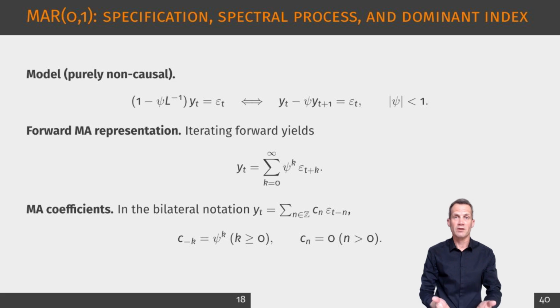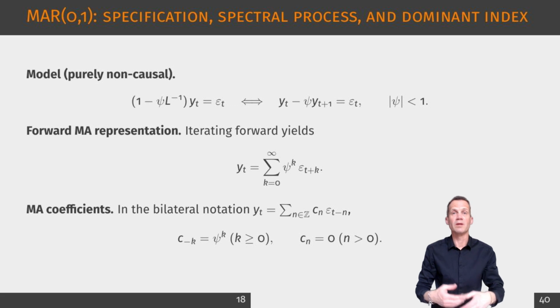We now enter the first illustrative model, MAR(0,1), which is purely non-causal. The defining equation says today is linked to tomorrow through the non-causal coefficient psi, and stationarity holds for the absolute value of psi smaller than 1. If we iterate the equation forward, we obtain a forward moving average representation. Yt is a weighted sum of future innovations, epsilon t+1, epsilon t+2, and so on, with geometric weights psi to the power k.